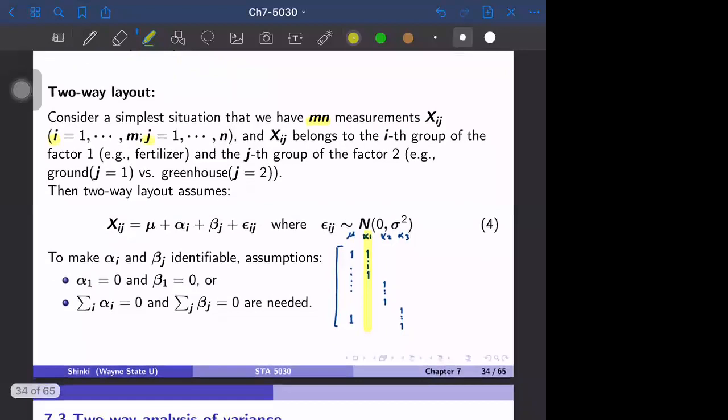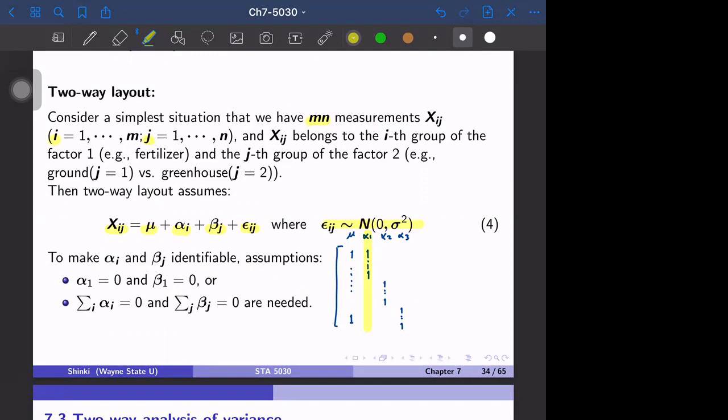And the two-way layout assumes that x_ij, the yield, is equal to an intercept plus the contribution determined by the first factor, the i-th level, and the contribution of the second factor, the j-th level, plus an error term. And the error is assumed to be normal, 0, sigma squared.